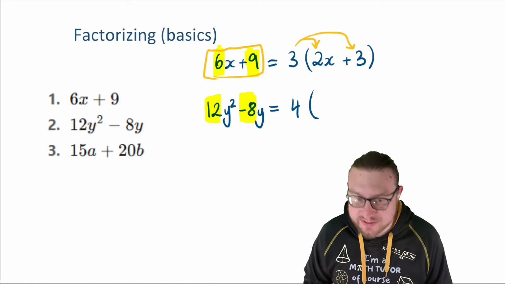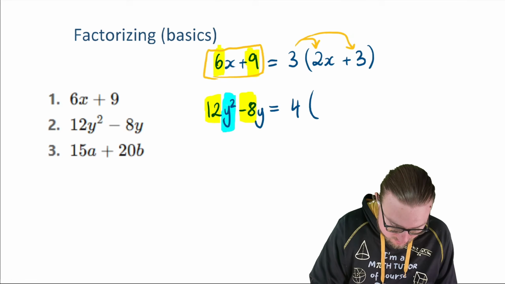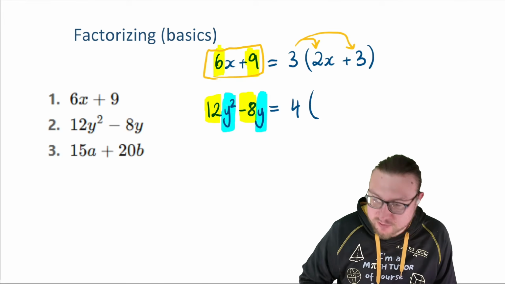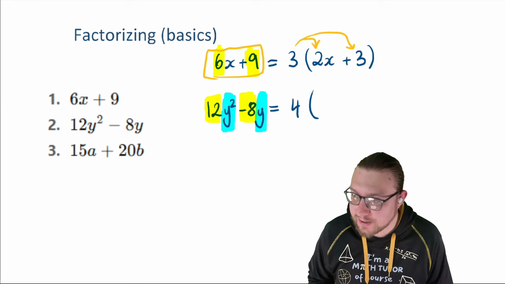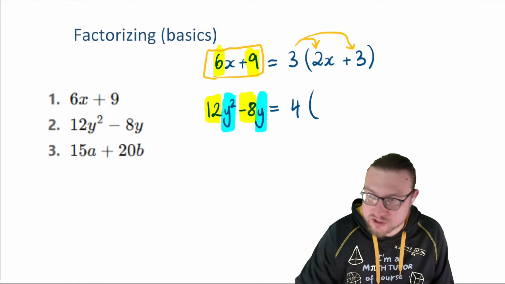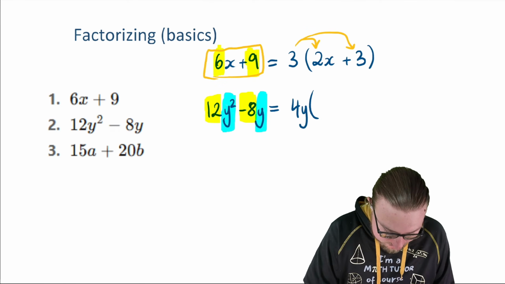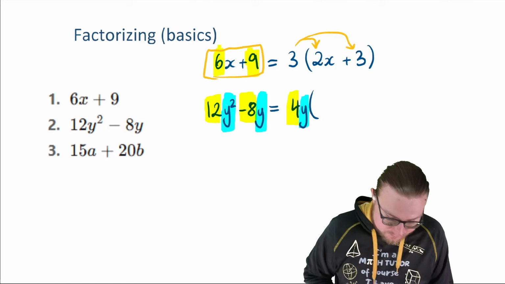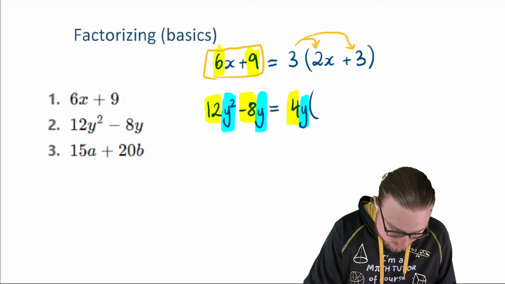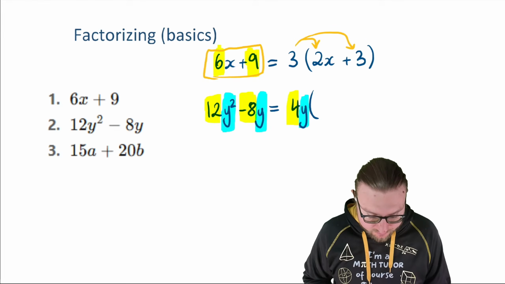Next, we will have a look at the variables. So here we have a y squared and we have a y. So technically, both of those terms have a y in it. We can divide both terms by a y. So we're also going to take out the highest common variable as a factor. So that would be y by itself. There we go. And now each of these terms, we're going to divide by 4y and see what's left over.